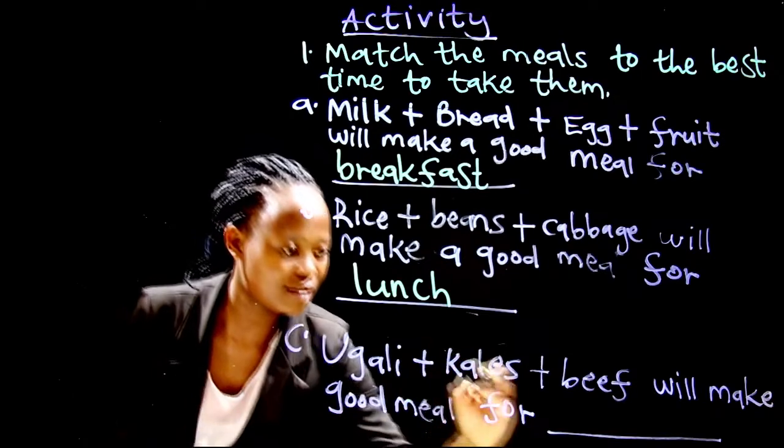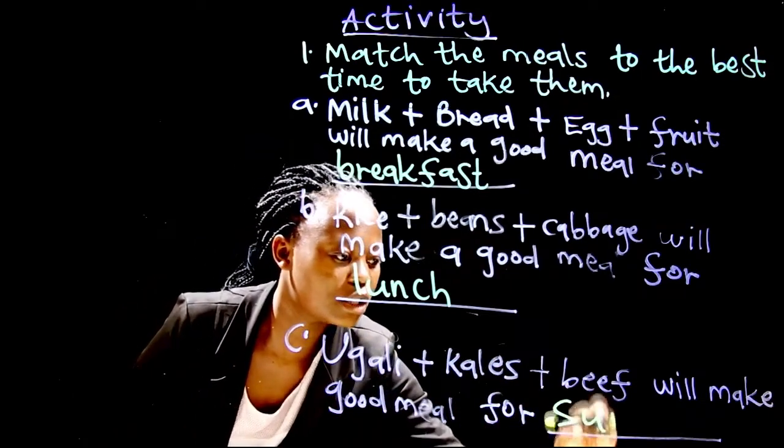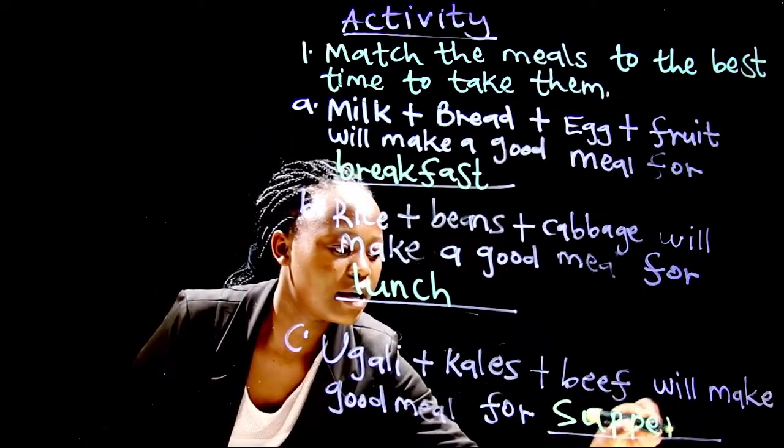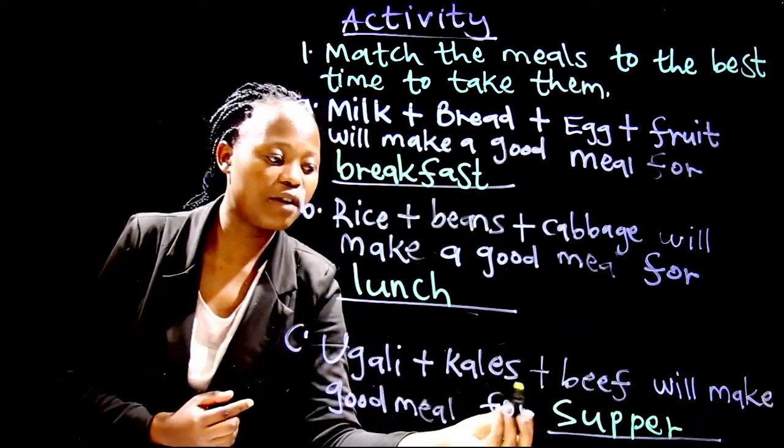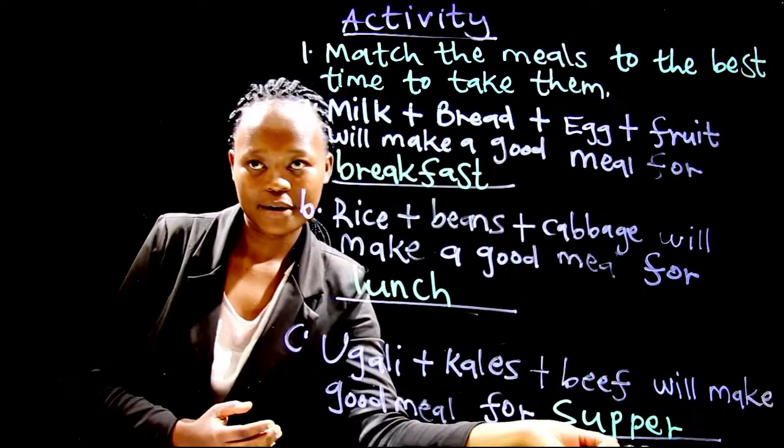So you come here and write supper. It makes a good meal for supper. Ugali, kales and beef make a good meal for supper.